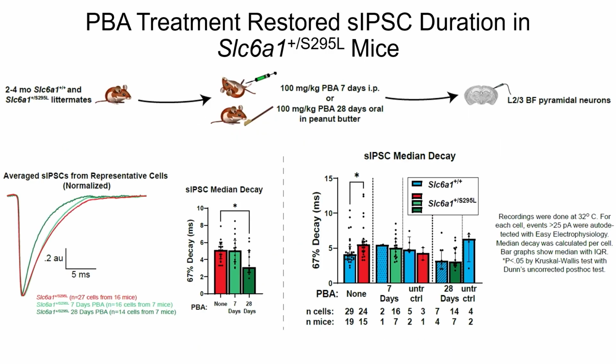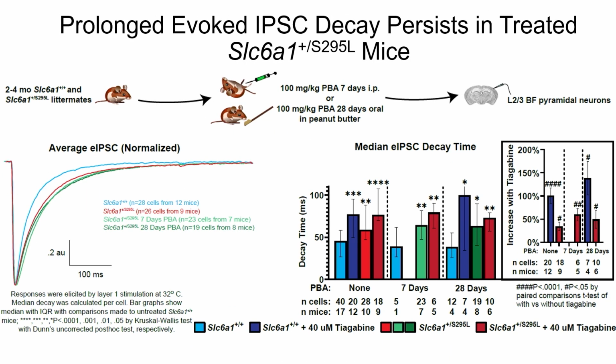In both of these groups of mice, I basically looked at evoked GABAergic postsynaptic currents. And long story short, blue is wild type, red is the heterozygote, light green is the heterozygote with 7-day treatment, and dark green is the heterozygote with 28-day treatment. I did not see a rescue of this phenotype with these treatments.